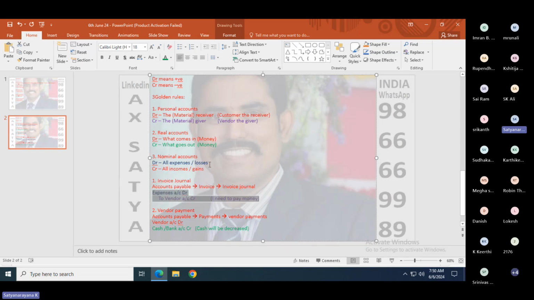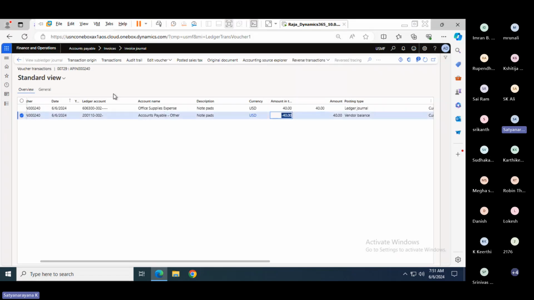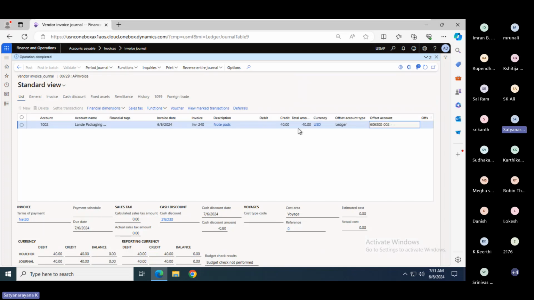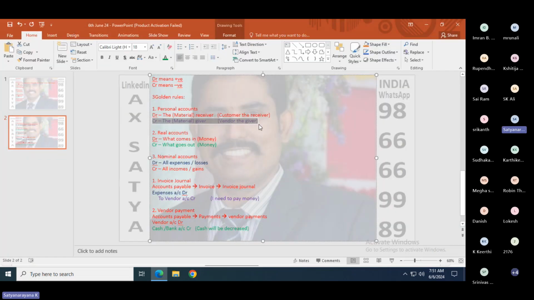Expenses account debit to vendor account credit. What is the golden rule? It is the nominal account golden rule: debit all expenses and losses. And credit means here the material giver. Because you are taking the material, whether it may be washing items, tissue papers, water bottles, notebooks or pens, anything you are receiving, the material too.